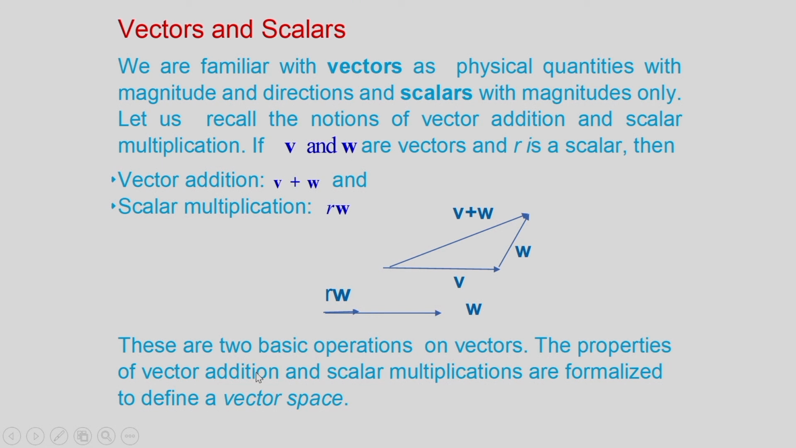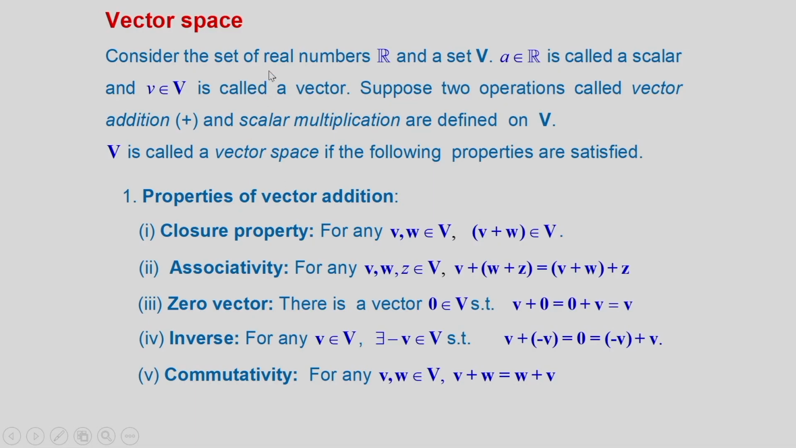The properties of vector addition and scalar multiplication are formalized to define a vector space. So, we will go to vector space now. Consider the set of real numbers R and a set V. An element a belonging to R is called a scalar. Any real number we will call a scalar. It may be a complex number, but we are considering scalars of real numbers only. An element v belonging to V is called a vector. The elements of this set V are called vectors.